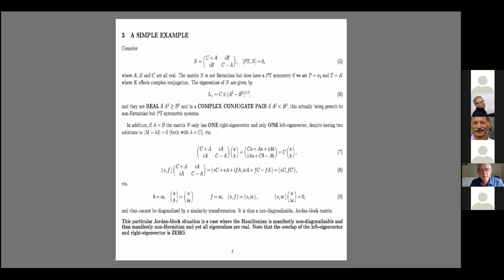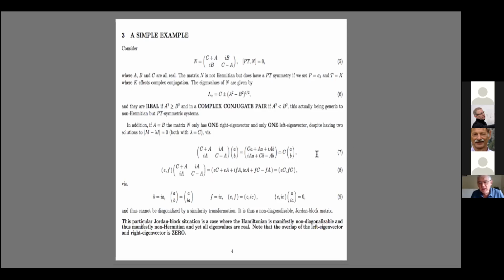However, if A equals B, the matrix N only has one right eigenvector and only has one left eigenvector, despite having two solutions to the eigenvalue equation, both with lambda equals C. So the matrix equation, the determinant of N minus lambda I, is a two-dimensional problem and still has two solutions, but they are equal. We can check from equation 7 that the column (A, B) is an eigenvector, but with a constraint, and that is that B has to be equal to iA. So that means there's only one right eigenvector.